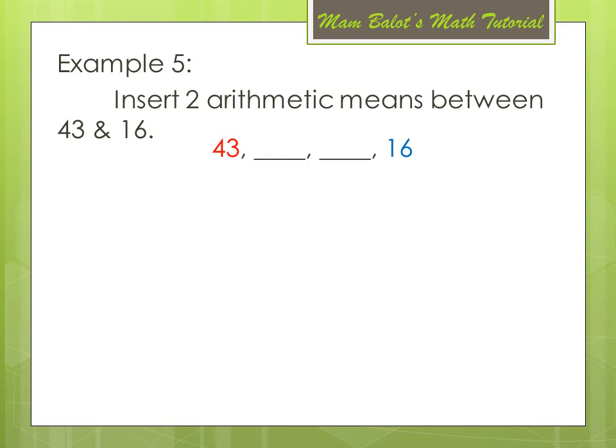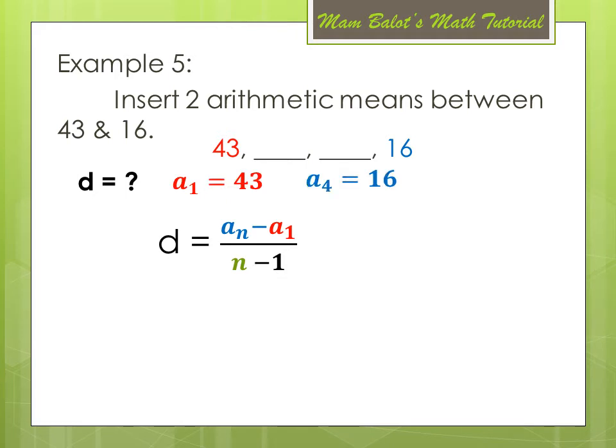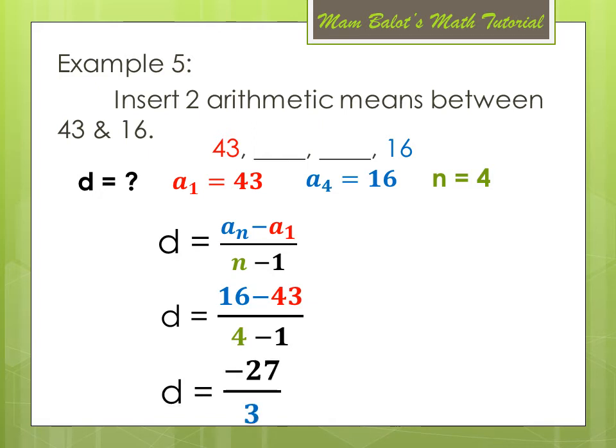Another example is, insert two arithmetic means between 43 and 16. Using again the formula of our common difference, the first term is 43, the fourth term is 16, since 16 would become the fourth term after inserting two arithmetic means, and our n is equal to 4. Substituting to the formula, we have 16 minus 43 divided by 4 minus 1. Subtracting both the numerator and the denominator, we have negative 27 divided by 3, which is equal to negative 9. So we need to add negative 9 to the terms to get the arithmetic means.